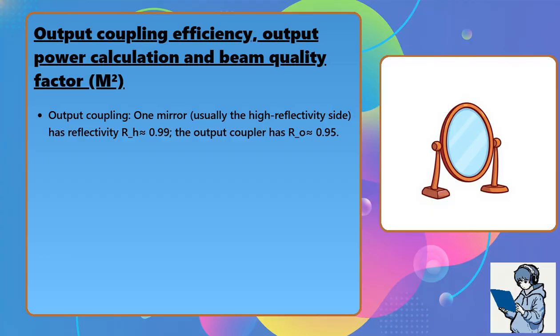Output coupling: one mirror, usually the high reflectivity side, has reflectivity R_H approximately 0.99. The output coupler has R_O approximately 0.95.